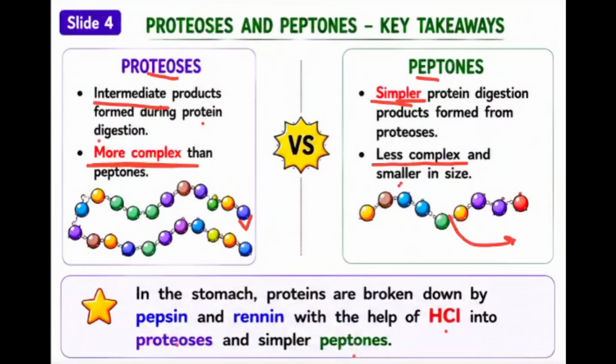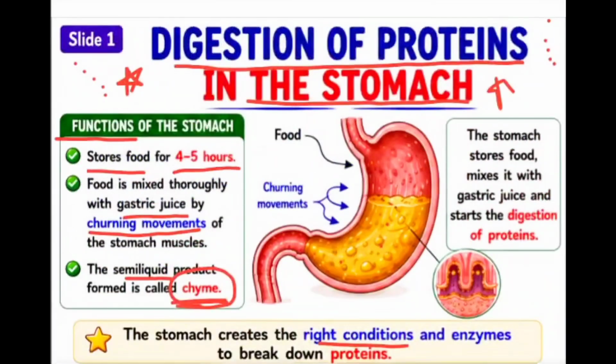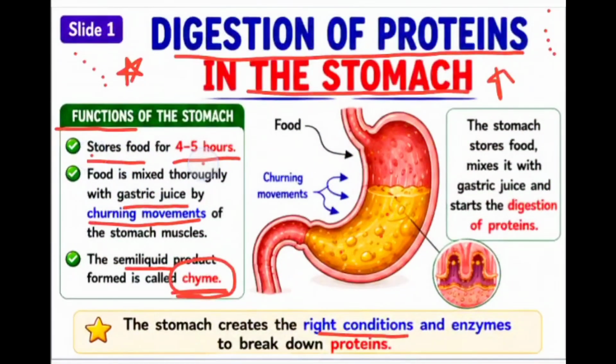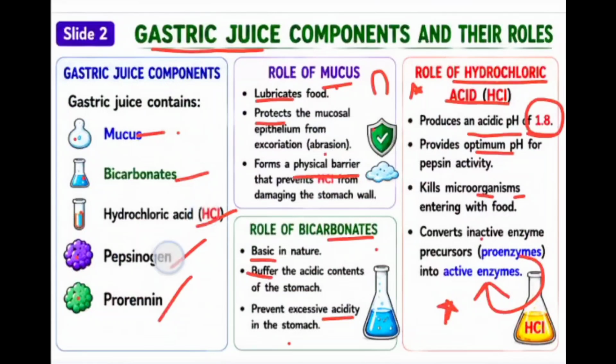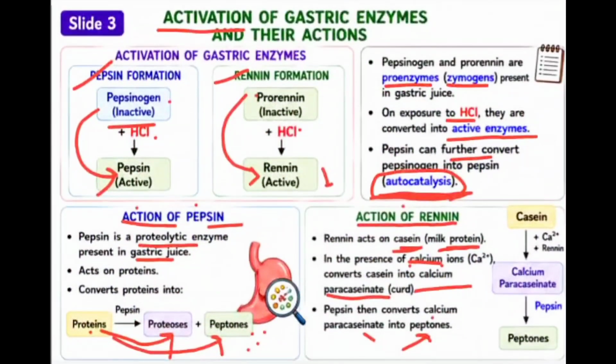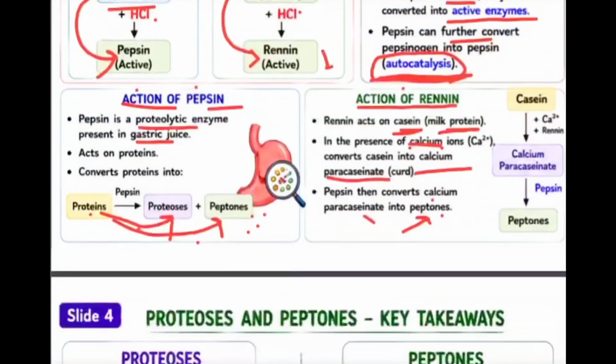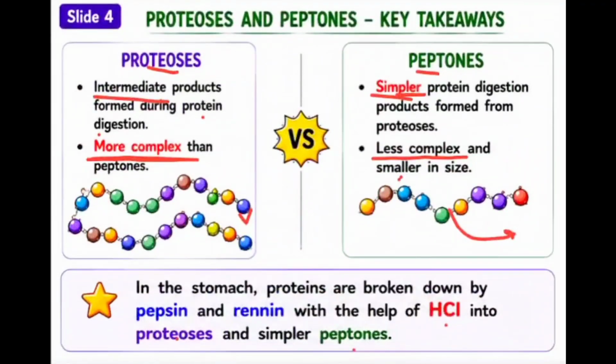Now let us quickly summarize today's lesson. The stomach stores food and mixes it with gastric juice through churning movements. Gastric juice contains mucus, bicarbonates, HCl, pepsinogen and prorenin. Mucus protects the stomach lining while bicarbonates prevent excessive acidity. HCl creates the acidic environment needed for digestion and activates digestive enzymes. Pepsin digests proteins into proteoses and peptones while renin helps to digest milk protein. Therefore, protein digestion in the stomach occurs mainly through the combined action of HCl, pepsin and renin.